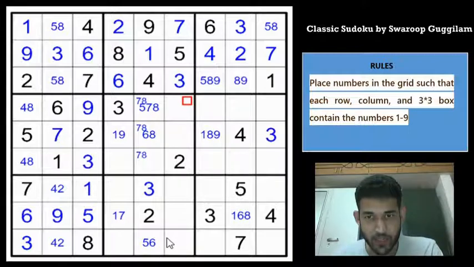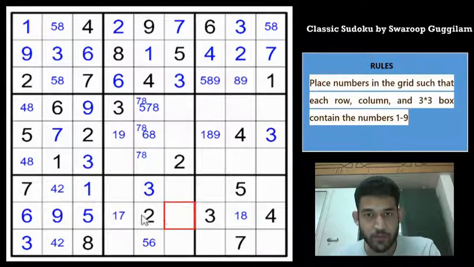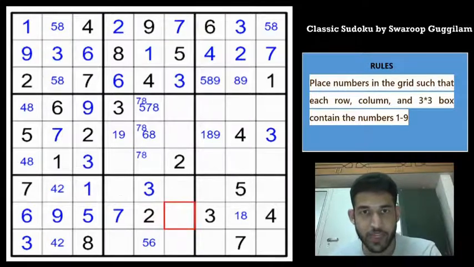Okay, let's look at, okay, 6 is here, right? So which means that this is not a 6, so this is a 1 and 8. And 7 must be in one of these two cells. But 7 is in column 6, right? So we can place the 7 now. And this must be a 1 or 8, right?